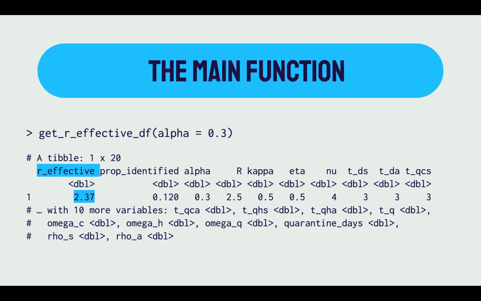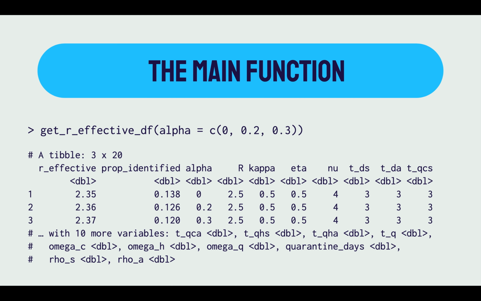And then we can look at the R effective, which is going to be that effective reproductive number that we're interested in. And given all of these default values along with an alpha value of 0.3, we end up with an R effective of 2.37. And so looking at this output, I can see that the default R is 2.5. And so based on this contact tracing program, we're reducing the number of onward transmissions from 2.5 to 2.37, just based on the test trace isolate program alone.